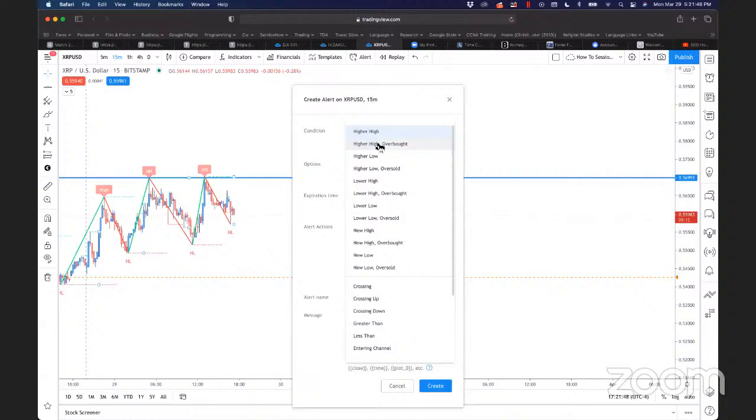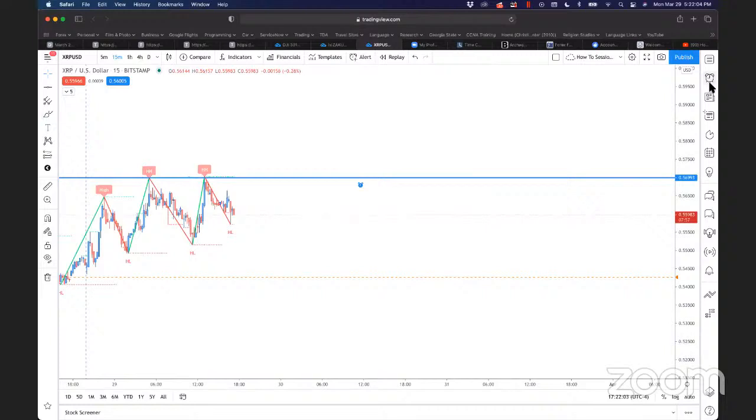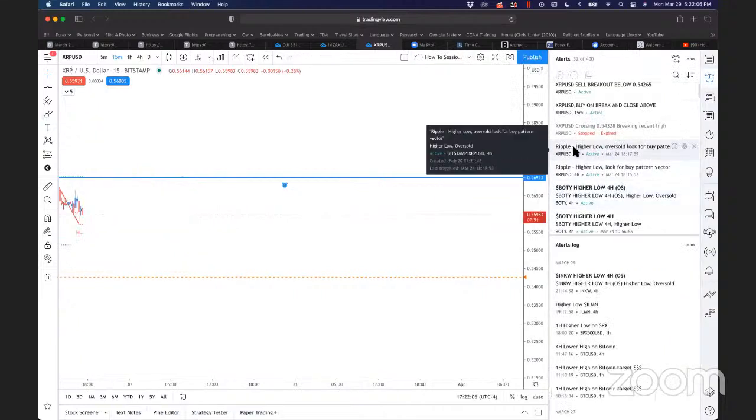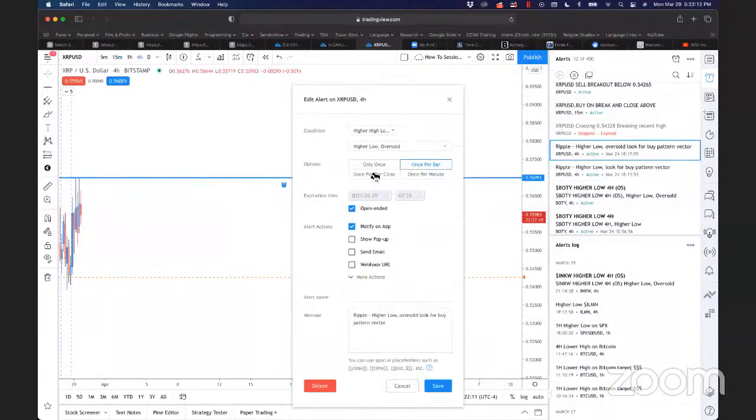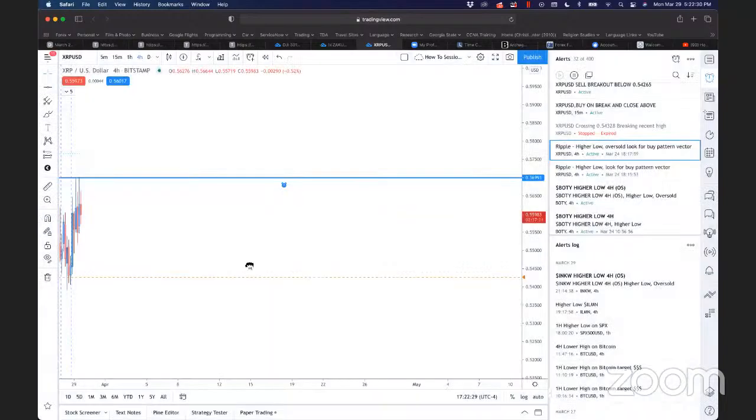Okay, then you can switch to whether you want it to be a higher high, higher low, lower high, lower low, whatever the case is, and set your alert based off of that. So you'll get an alert anytime you get a higher high or higher low, and you can check, like, these are some of the ones that I have, right? So I want to know whenever I see Ripple get a higher high, a higher low, and it's oversold, send me an alert, and I'm going to be looking for a vector pattern at this alert, right? That way it's going to give you this warning, continue anyway, whatever the case, right?